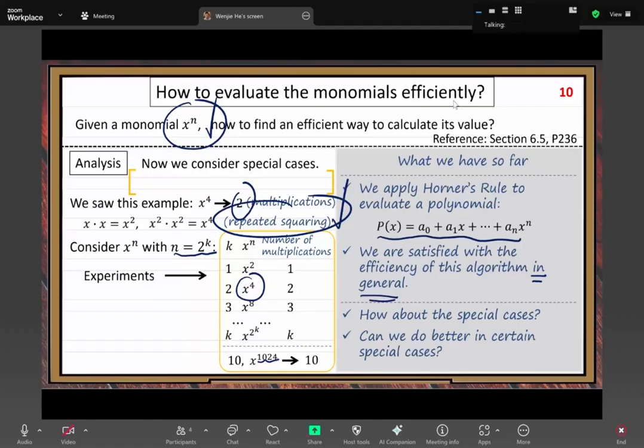You can see, if you use a for loop to calculate this monomial directly, how many multiplications do you need? 1023. Not 1024, 1023. But if you use repeated squaring, 10 multiplications. How big is the difference? 1023 versus 10. Big difference, right?